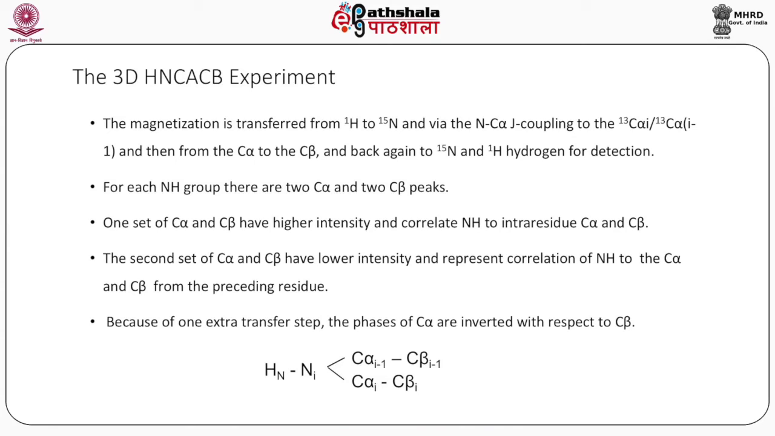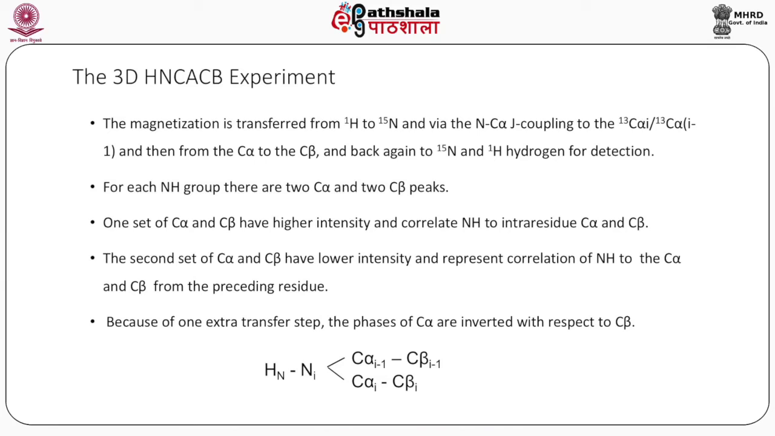For each NH group, there are 2 C alpha and 2 C beta peaks. One set of C alpha and C beta have higher intensity and correlate NH to intra-residue C alpha and C beta. The second set of C alpha and C beta have lower intensity and represent correlation of NH to the C alpha and C beta of the preceding residue. Because of one extra transfer step, the phases of C alpha are inverted with respect to C beta.